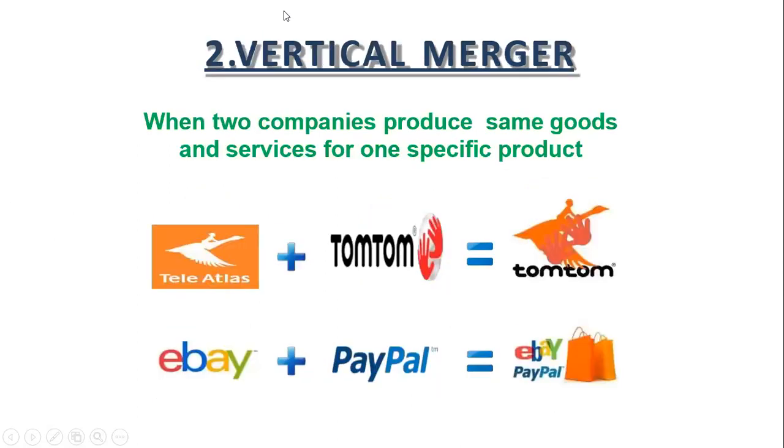Next example is vertical merger. When two companies produce goods and services for one specific product. Telly Atlas plus TomTom, here the company becomes TomTom. eBay plus PayPal. In vertical merger, my example is Tata Motors plus Tata Finance, that is forward integration. Tata Motors plus Tata Steel, it is backward integration.